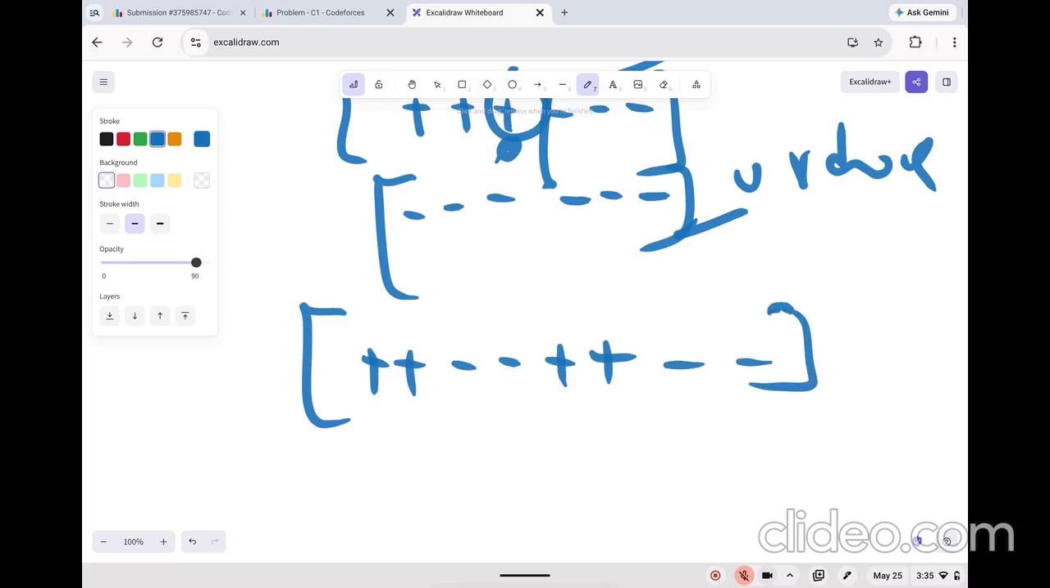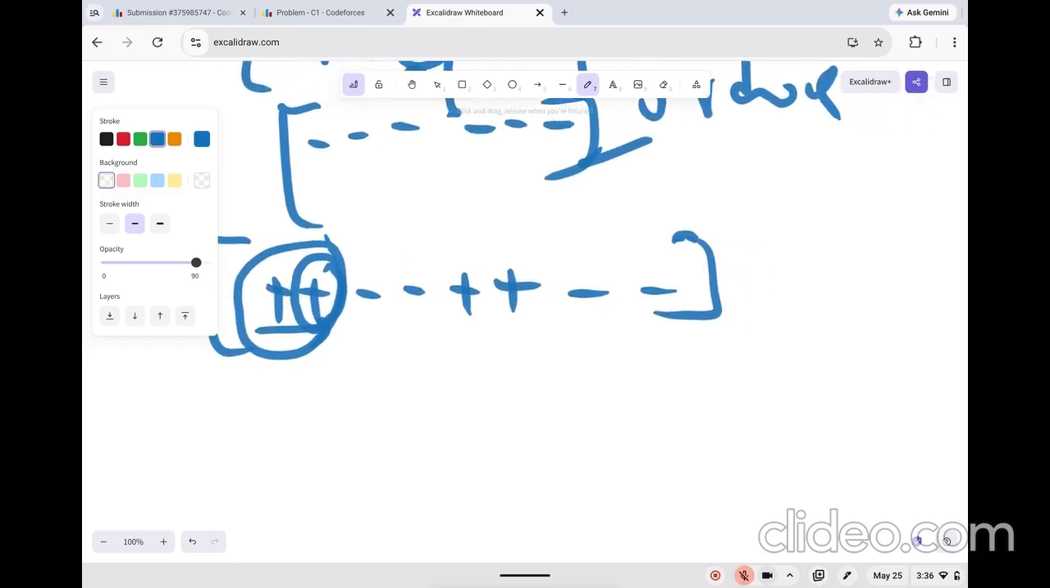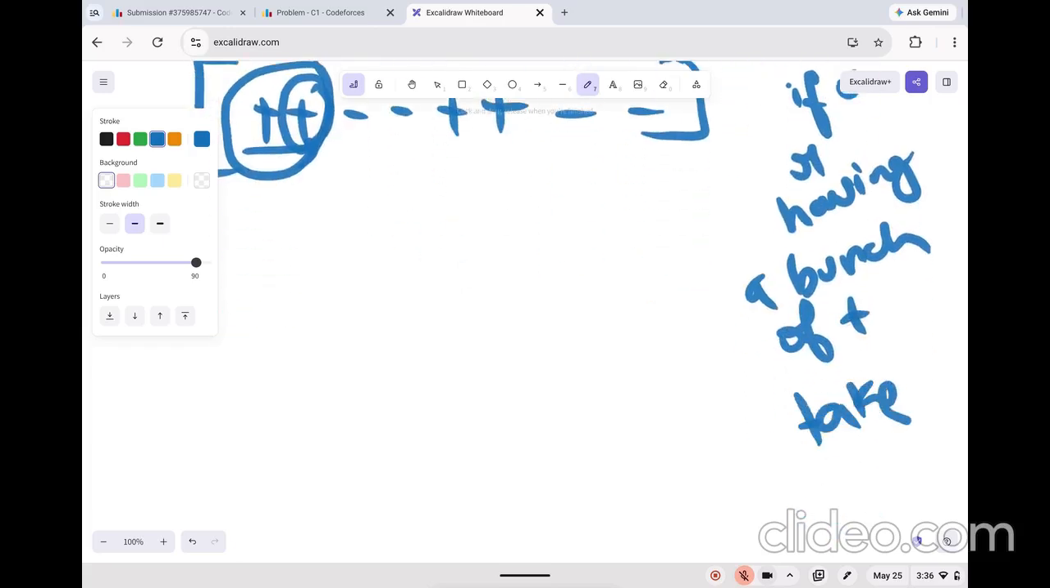So let's say you got a plus, right? Whenever you are having a plus, take the last plus which you have. Means in a bunch, whenever you are having plus, take the last plus and try to convert that plus into minus. Let's see. My first claim to you is, the first step should be, if you are having a bunch of positive numbers, right? Take the last index. You need to be just thoughtful of the last index.